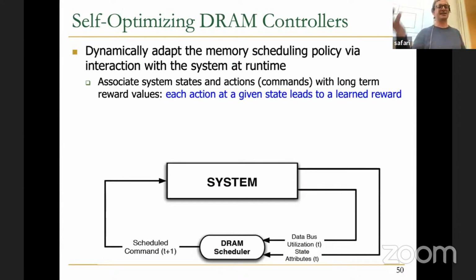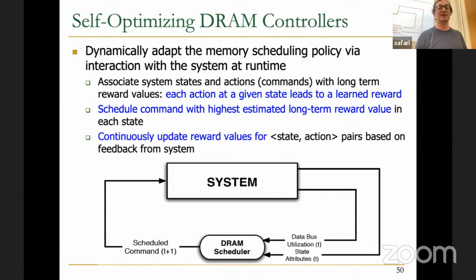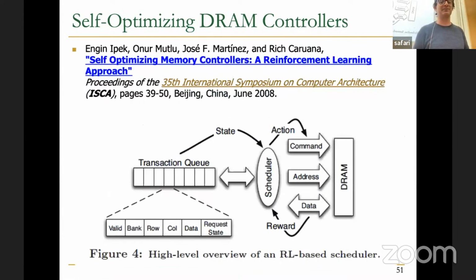Without going into a lot of detail, you'll read the paper, I think. The agent learns to associate system states and actions, commands in this case, with long-term reward values. Each action at a given state leads to a learned reward. And at a given time, the agent schedules the command with the highest estimated long-term reward value for a given state. And it continuously updates the reward values for state action pairs based on continuous feedback from the system. So it's a very dynamic scheduling policy, as you can see. And the paper describes it in more detail.